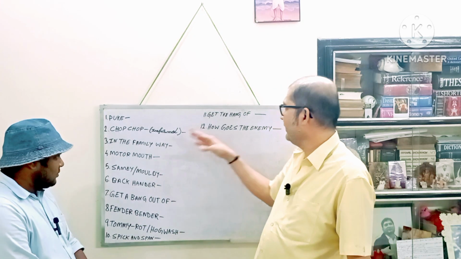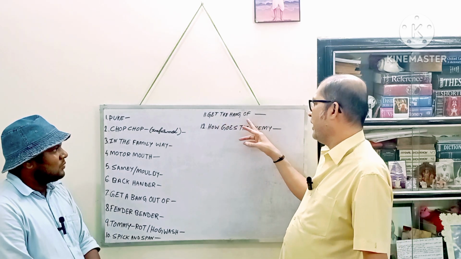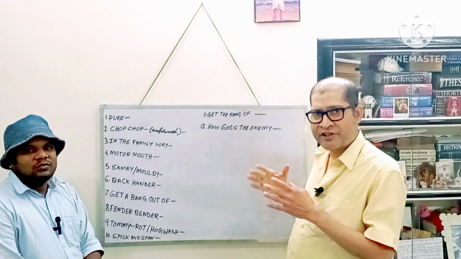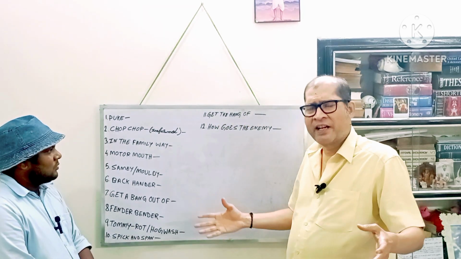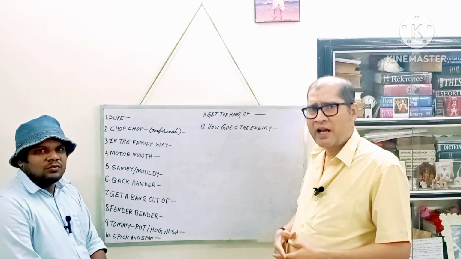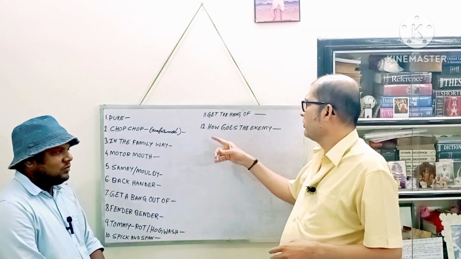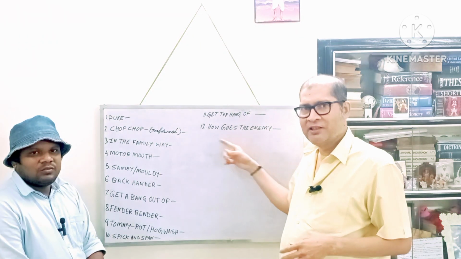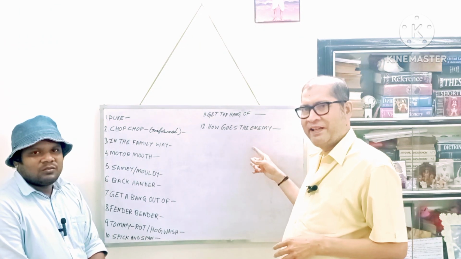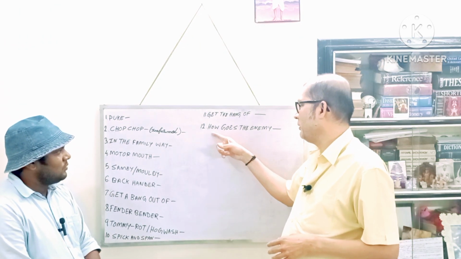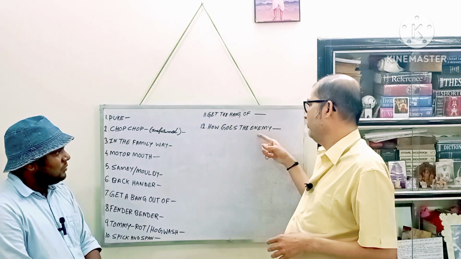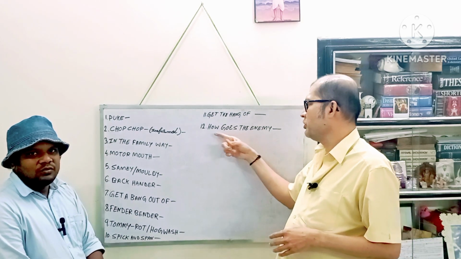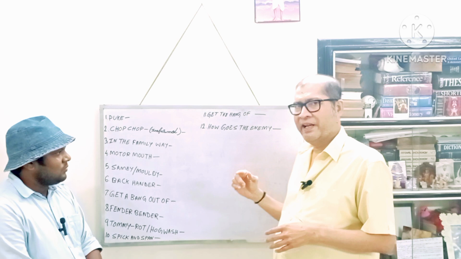All right, so I think, and here also, get the hang of. Get the hang of means to understand. I don't get the hang of what you say. I don't understand what you say. Next one is, how goes the enemy? It's a funny sentence indeed. So when you are talking about time seriously, do not use this particular sentence, how goes the enemy.